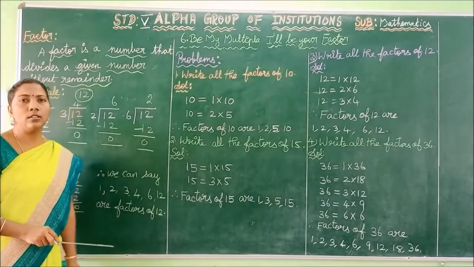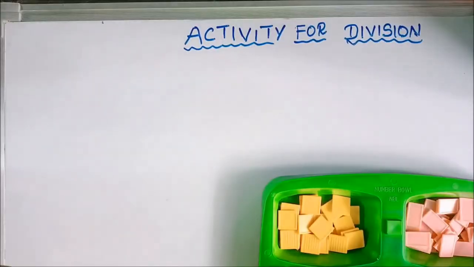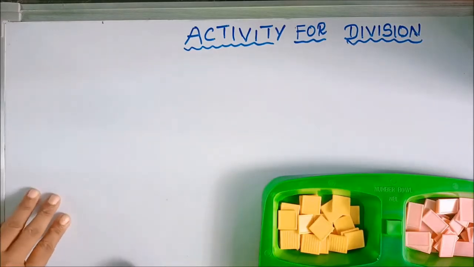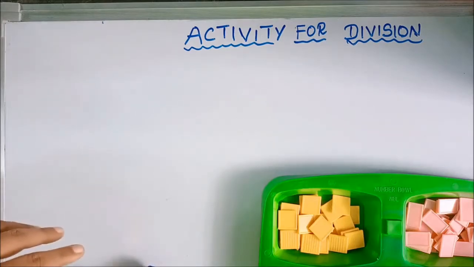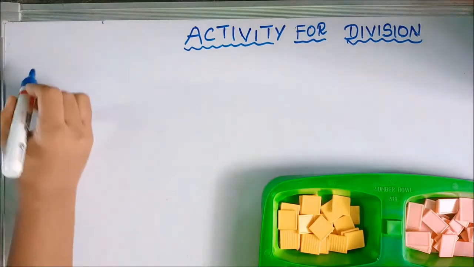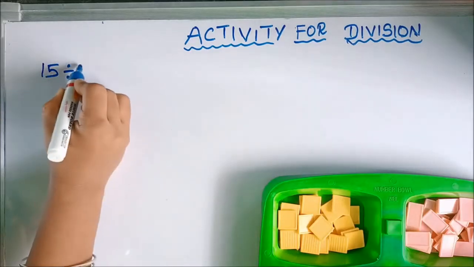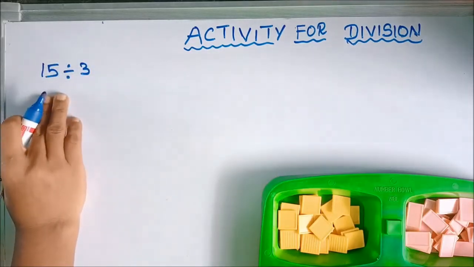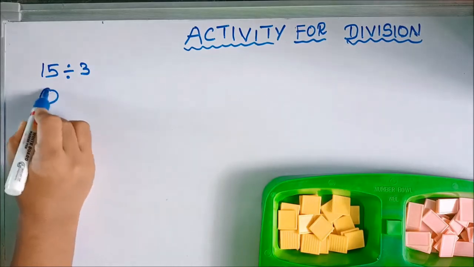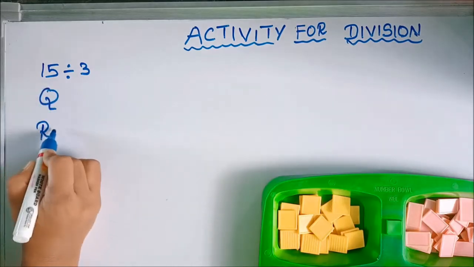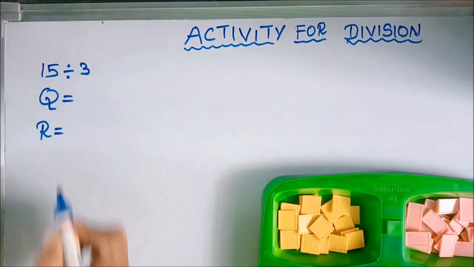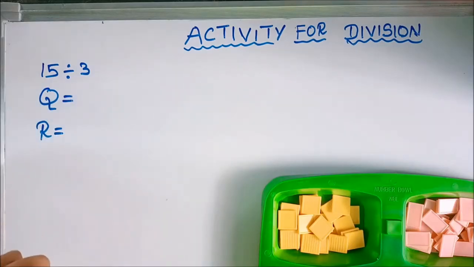Is it clear, children? My dear children, now we are going to do one activity for division. By this activity, you can easily understand the concept of division. First, we are going to see 15 divided by 3. For this sum, we are going to find the quotient and remainder without doing actual division. Okay, let us start our activity.